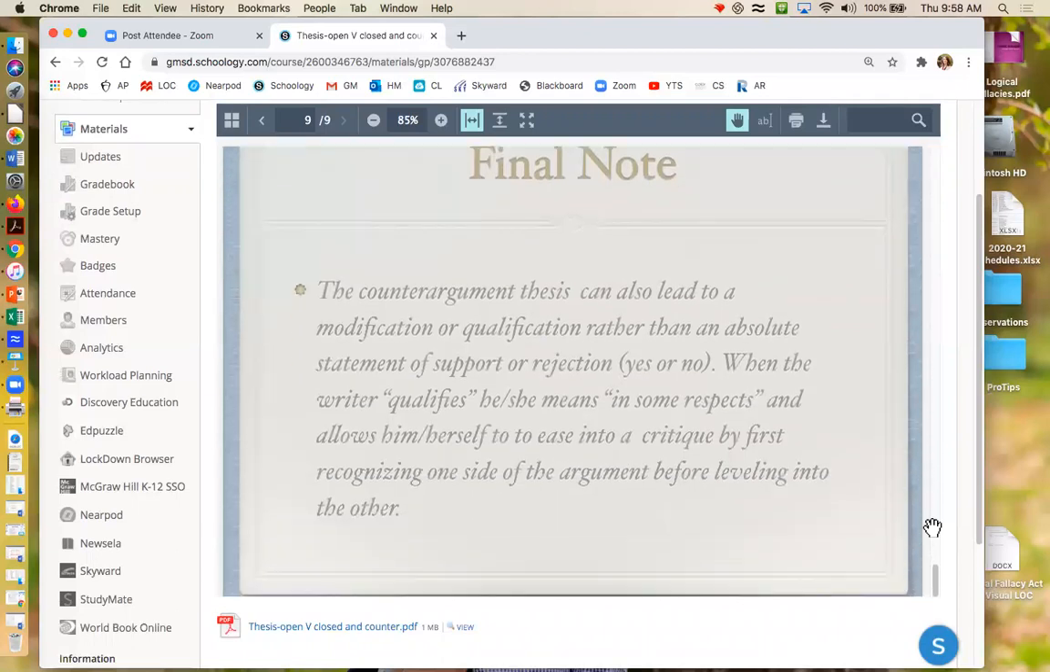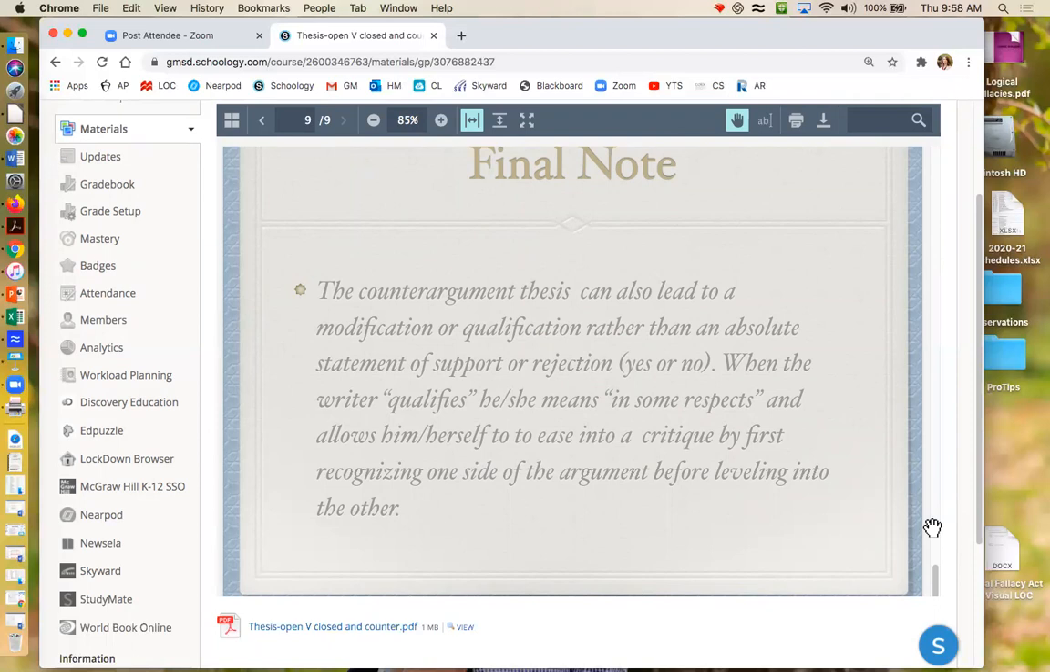And this is a really important part considering that I'm asking you to write a counter-argument thesis for these types of essays. They can lead to modification and qualification. Now, qualification just means that you recognize there's not a clear-cut answer. That's why I asked you to qualify, okay?